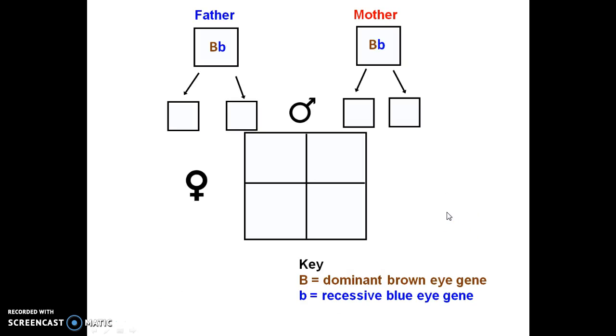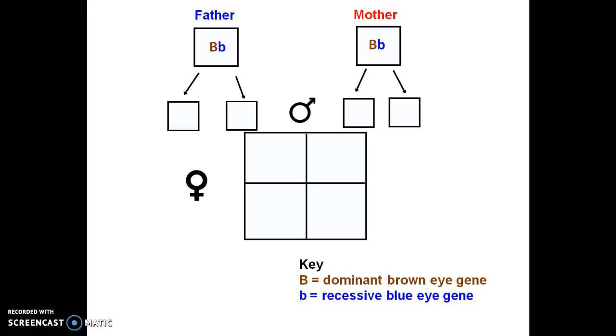Let's look at this a little bit further. Again, pause the video and draw yourself a diagram, just like the one you see in front of you. Two squares at the top, one to represent father, one to represent mother. What we're drawing is genetic diagrams.